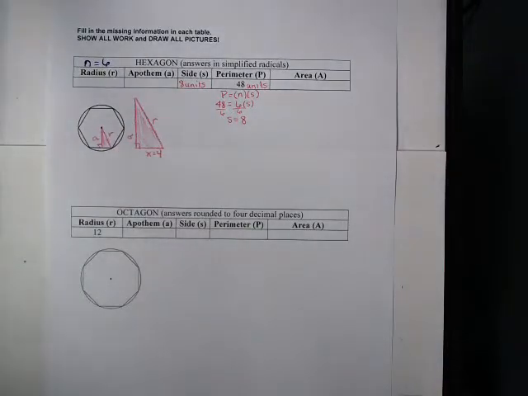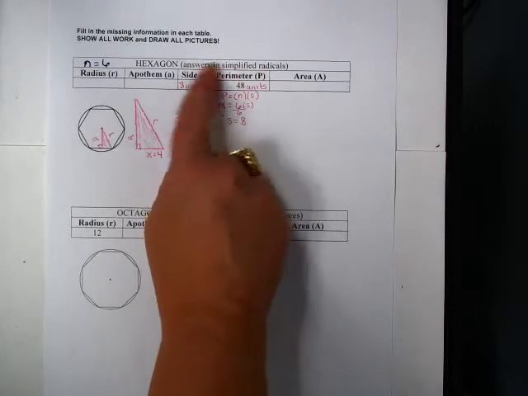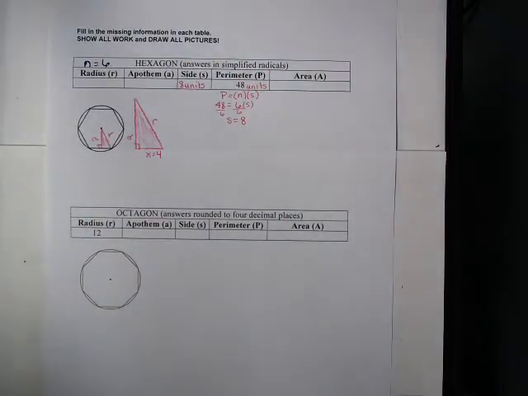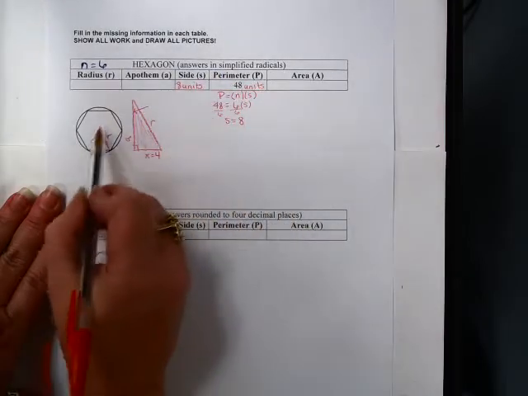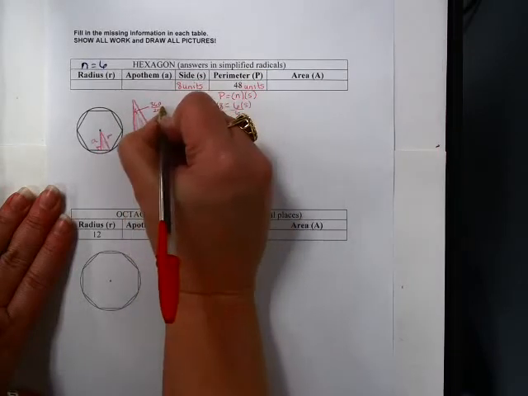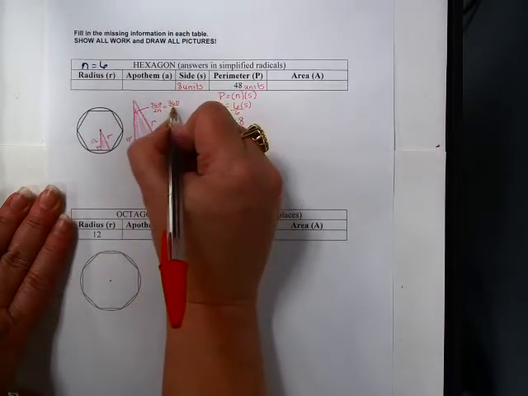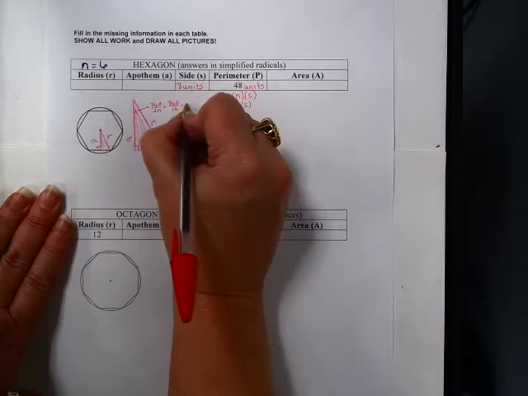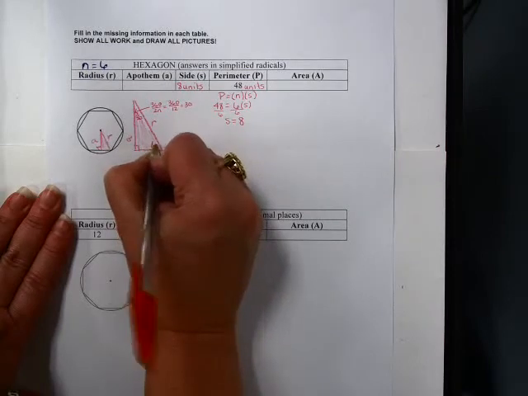I have to know if this is a special right triangle, or if I'm going to have to use trig. Well, I gave you a clue up here. It says answers in simplified radicals. Whenever answers are in simplified radicals, that means that you're going to be using a special right triangle. Okay, so to find this angle up here, remember, that's half of the central angle, so that's going to be 360 divided by 2n, or 360 divided by 2 times 6, which is 12. So we know that that is 30. So this is a 30, 60, 90 triangle.